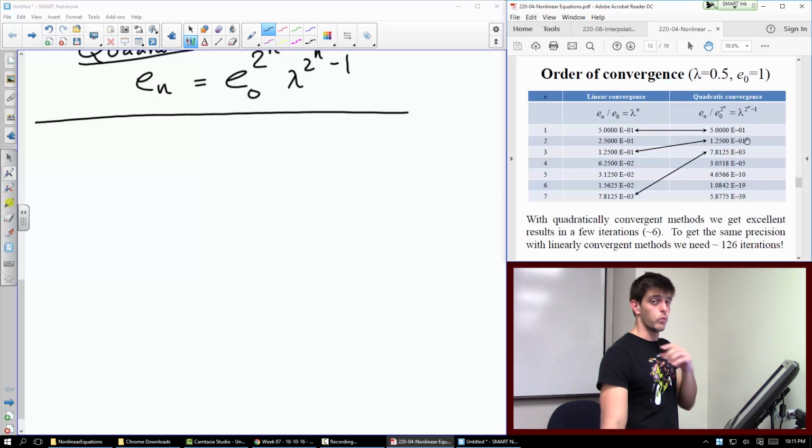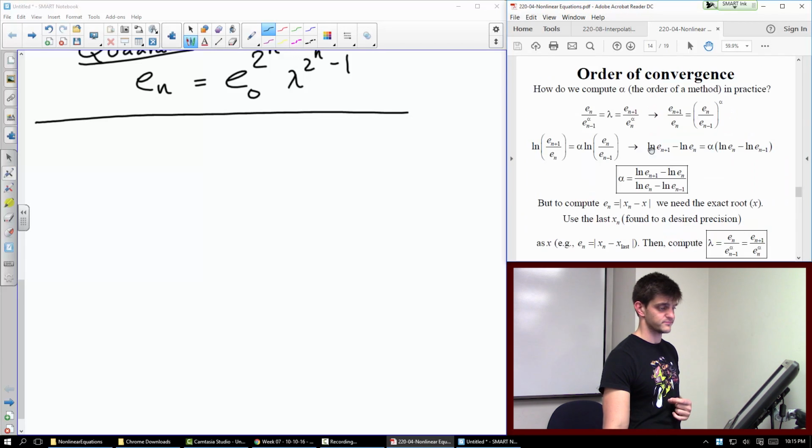Quadratic convergence is way faster. We cut down by a fourth, and then this fourth gets cut down into 16ths. So this reaches the root ridiculously fast compared to this. The bottom here says that what this achieves in 6 iterations, it would take 126 iterations of this to reach that same accuracy. So quadratic convergence is way faster. But anyway, back to solving for lambda and alpha.